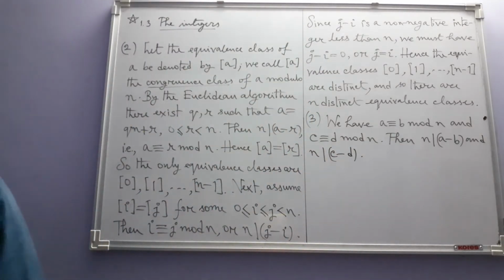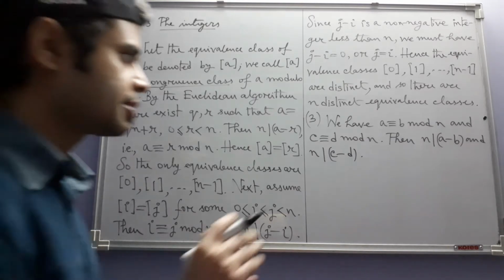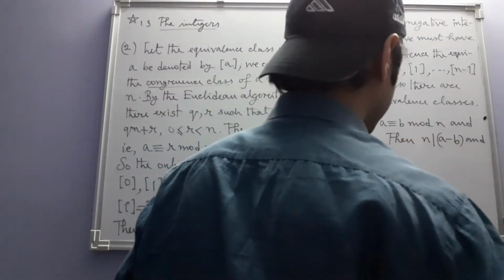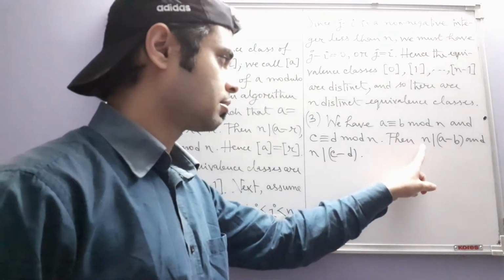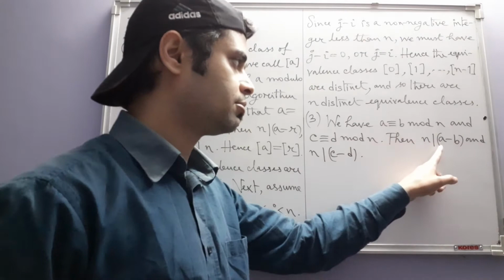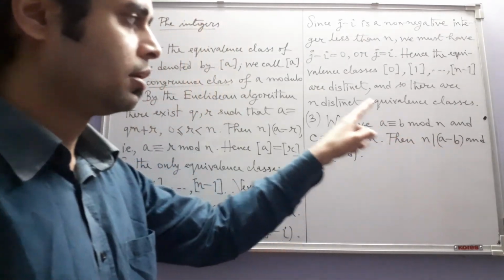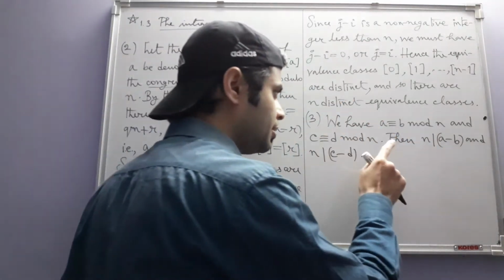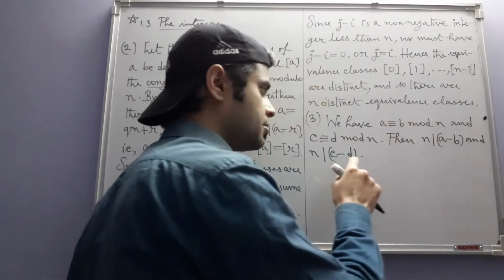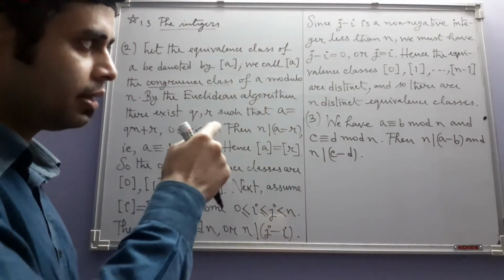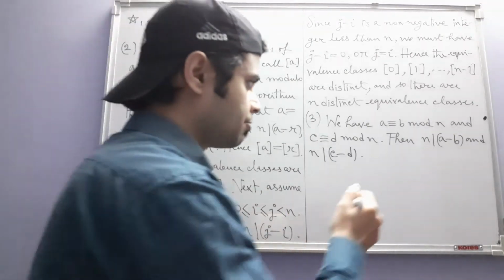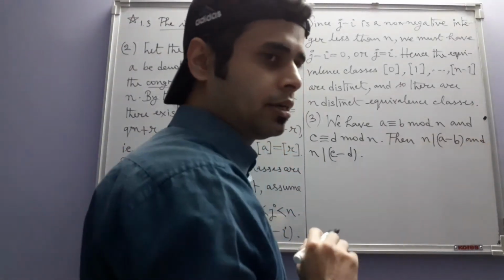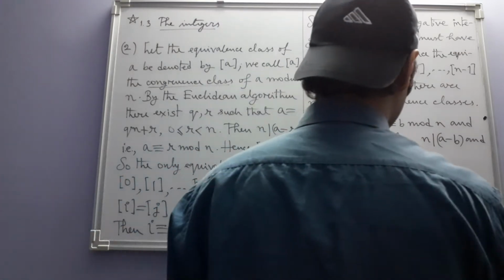Okay, let me just see one thing. n divides A minus B, yes, that's how we have defined this. It does not matter. What I was worried about is whether I should write A minus B or B minus A. But that does not matter. Once we have proved that this relation is symmetric, when A is congruent to B mod n, then B is also congruent to A mod n. So whether you write A minus B or B minus A, it does not matter.